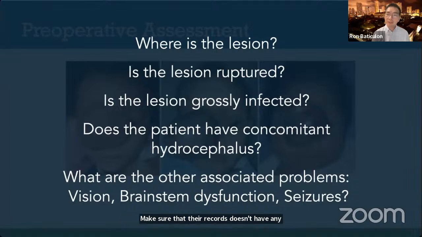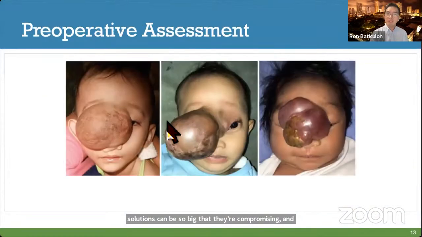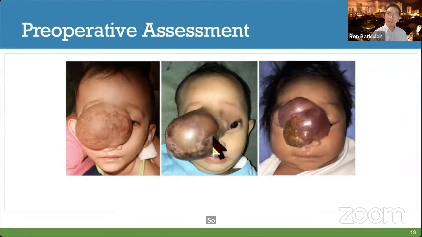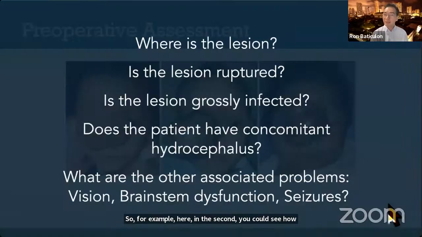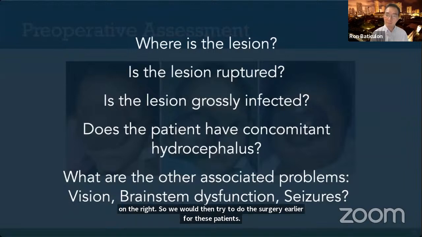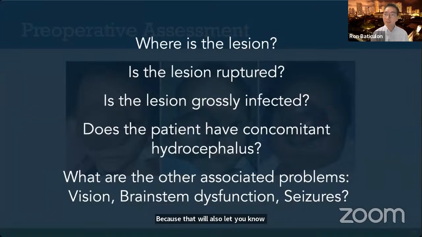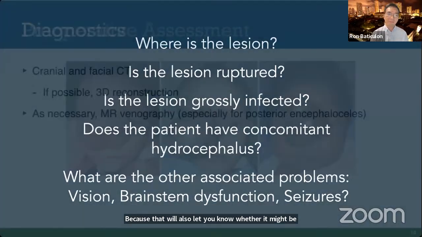And then finally, what are the associated problems? Is the vision compromised? Some of these lesions can be so big that they're compromising vision, and that would make your repair more urgent. For example, here in the second photo, you could see how the vision in the right eye would be compromised, so we would tend to try to do the surgery earlier for these patients. For the posterior encephalocele, note any brainstem dysfunction, because that will also let you know whether it might be possible to do the repair for these patients.